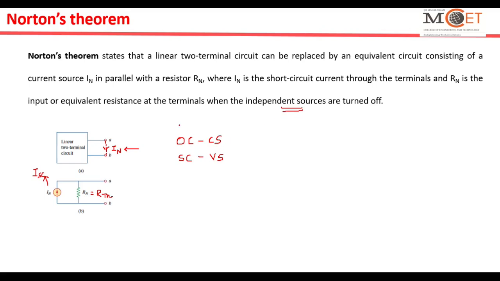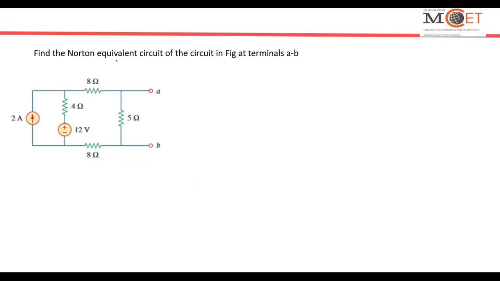So there are two steps involved in Norton's theorem. First step is I want to calculate the Norton's resistance, and the second step is I want to calculate the Norton's current. So now let us try to apply the statement of Norton's theorem to a few circuits and understand how Norton's theorem works. So now this is the circuit given.